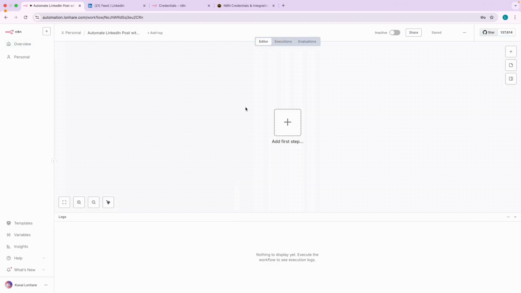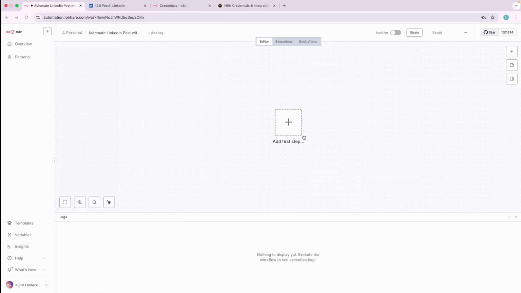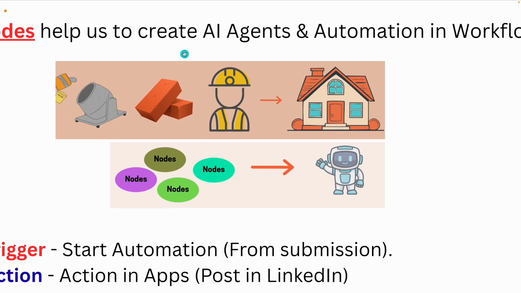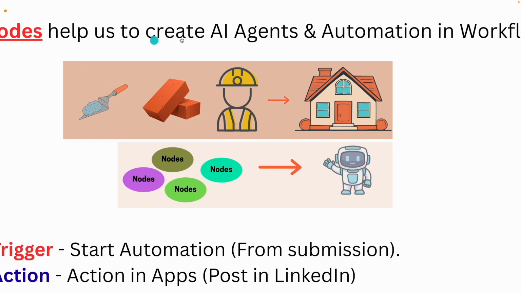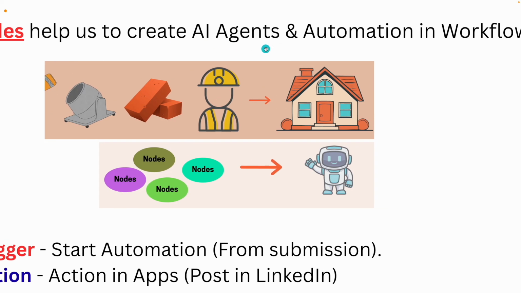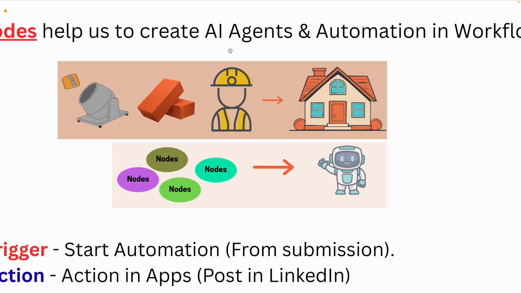So the canvas, or I can say the workflow, is basically a place where we build our AI agent and automation. But nodes are basically a type of bricks or elements that help you to create AI agents and automation inside your workflow. And that is what we have written: nodes help you to create AI agent and automation in the workflow. So just understand this concept.